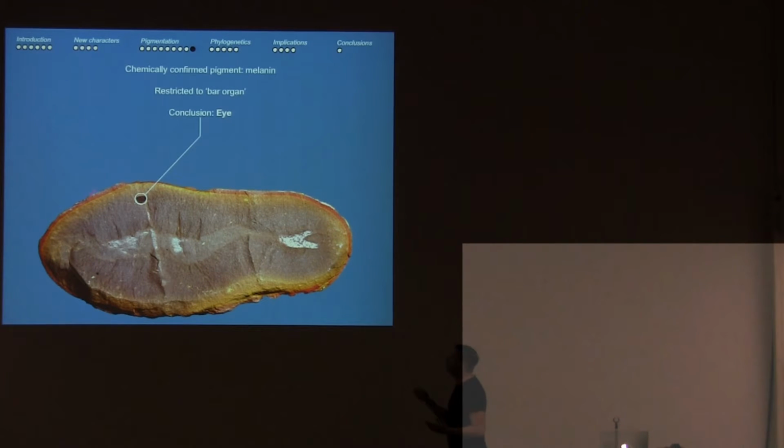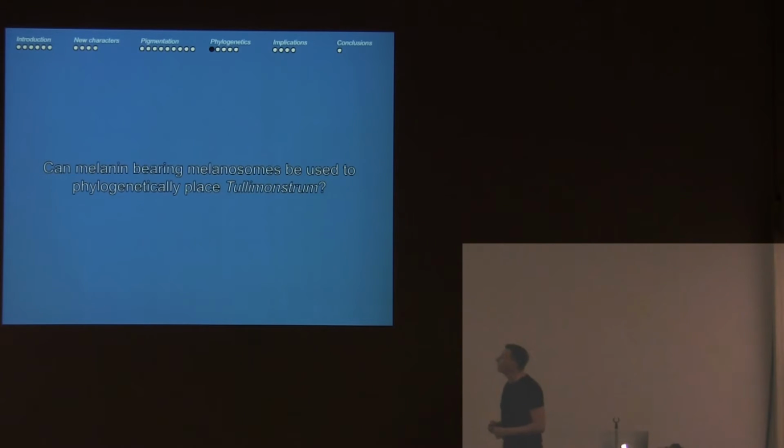And because it's restricted to just this bar organ, and because it's so densely packed, we thought that the most parsimonious explanation is that it's some form of eye pigmentation. So we can safely say that these are definitely eyes. And that actually has been postulated before in the first paper on Tullimonstrum, which postulated that these could indeed be eyes. So what I wanted to know was, could we use these melanin-bearing melanosomes to phylogenetically place Tullimonstrum?